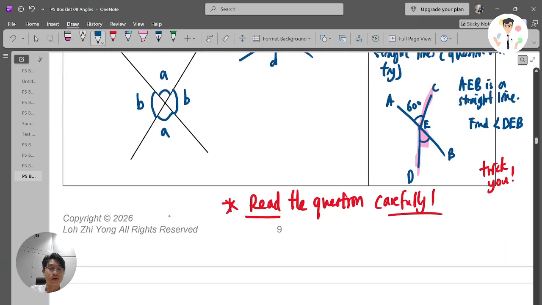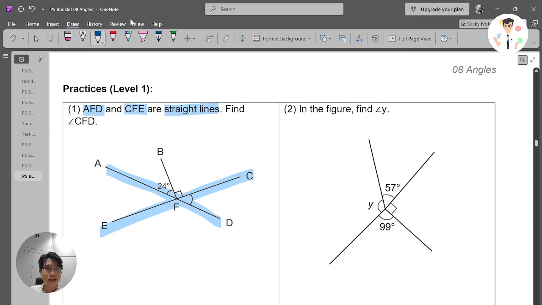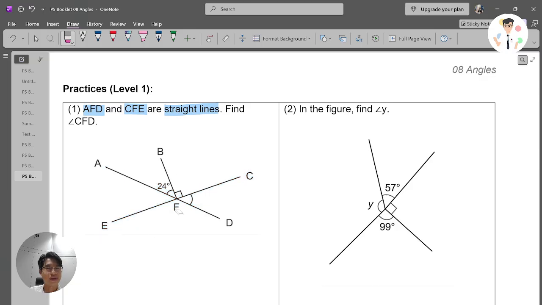And you can try out some of the questions here. So before that, let's just try one question to get you thinking about it. Now, AFD, as you can see here, is a straight line. CFE is a straight line. Now, this is the keyword. What you need to do is find CFD. But how do you find it? We are given here a square, and I know this is a right angle. This is 90 degrees.